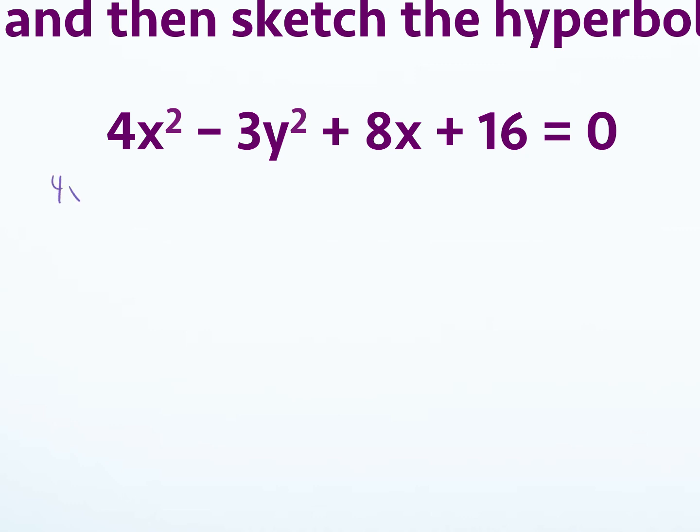So I have 4x squared plus 8x. I'm going to leave a space because what do I have to do? Complete the square. Minus 3y squared. I don't have another y to go with it. So I'm not going to have to complete the square there, which is nice. And then what do I do with the 16? Move it to the other side. So I'm going to subtract 16 to move that to the other side. So I only have to complete the square with my x's.